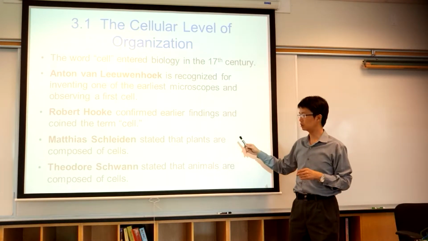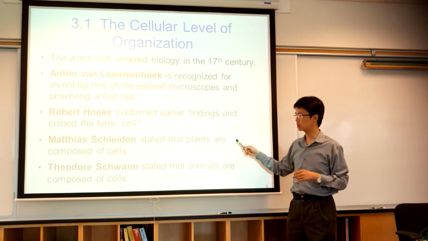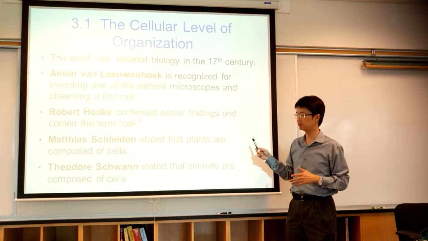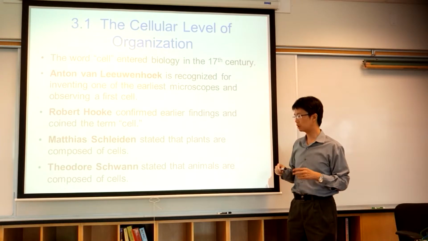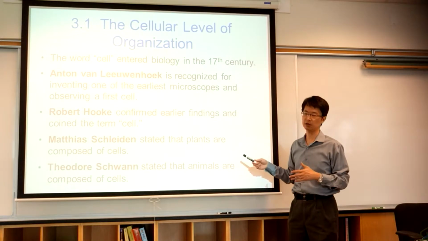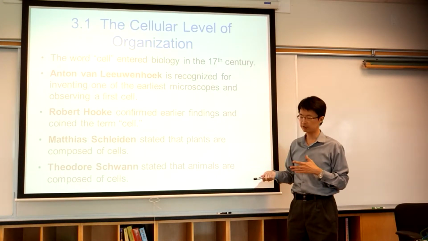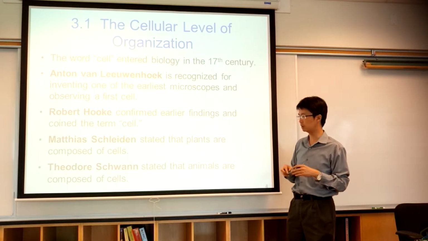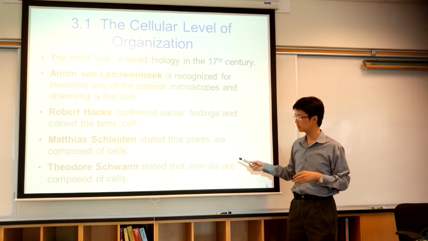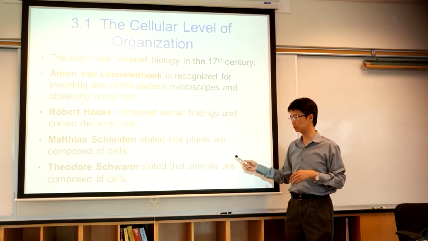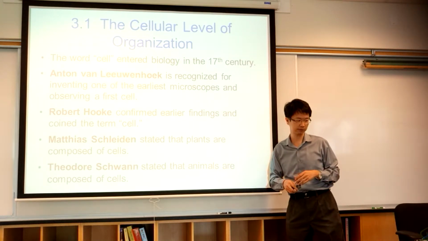And Matthias Schleiden looked at plants, and he also saw that plants are made of cells. Theodor Schwann is important because he discovered a lot of different things, including the Schwann cell. We'll cover that in the nervous system at the end of the semester. He looked at animals, and he also saw that animals are made of cells.